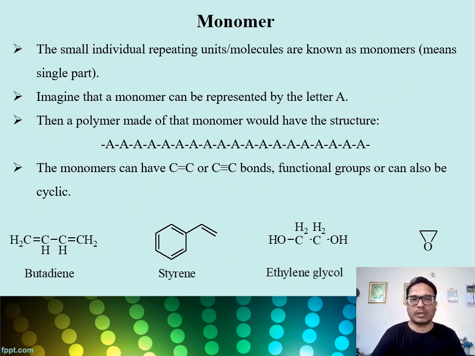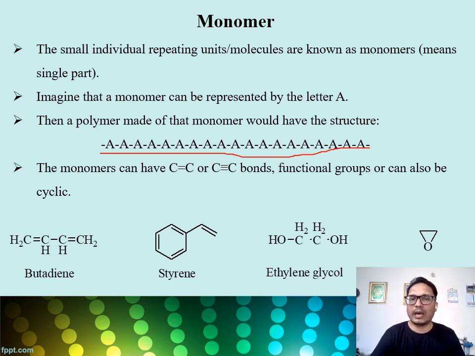Now, what is a monomer? The small individual repeating units or molecules are known as monomers. Monomer means single part. Imagine that a polymer is made of smaller units, that is monomers, which are represented by the letter A. Then a polymer made of that monomer would have the structure as shown here. All the monomers will join together one by one and form a large molecular weight compound, and that compound or substance will be called the polymer.